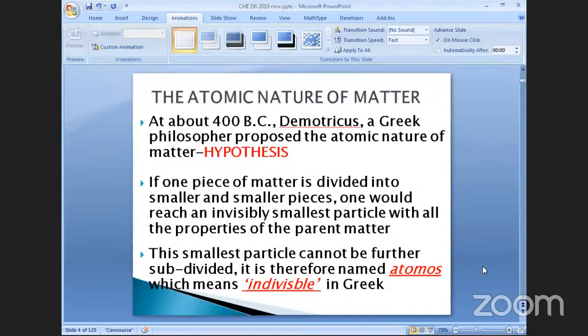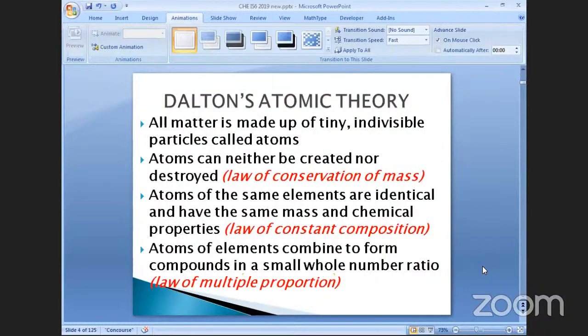namely Democritus, who proposed that any kind of matter, whether it is in a solid phase, a liquid phase, or gaseous phase, if you take that particular matter and you keep breaking it down into smaller and smaller pieces, you will reach a particular point where you get the smallest particle that still possesses all the properties of the parent matter. And he gave the name atomos, which is a Greek word for indivisible. And that's what it means. So that's where atom is derived from.